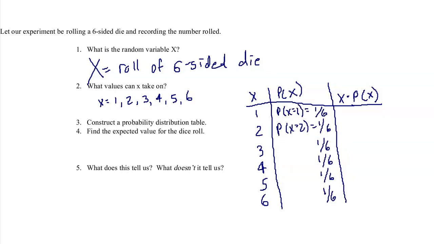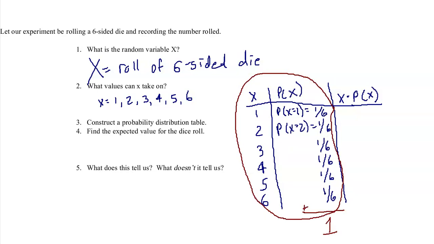These are the two columns that make up our probability distribution table. And we know that if we add up the sums of these probabilities, we're going to get a 1 for this to be a probability distribution function. That's because you either get a 1, a 2, a 3, a 4, a 5, or a 6. You are guaranteed to get one of those. It is certain you will get one of those results. So the probability of those outcomes has to sum to 1.